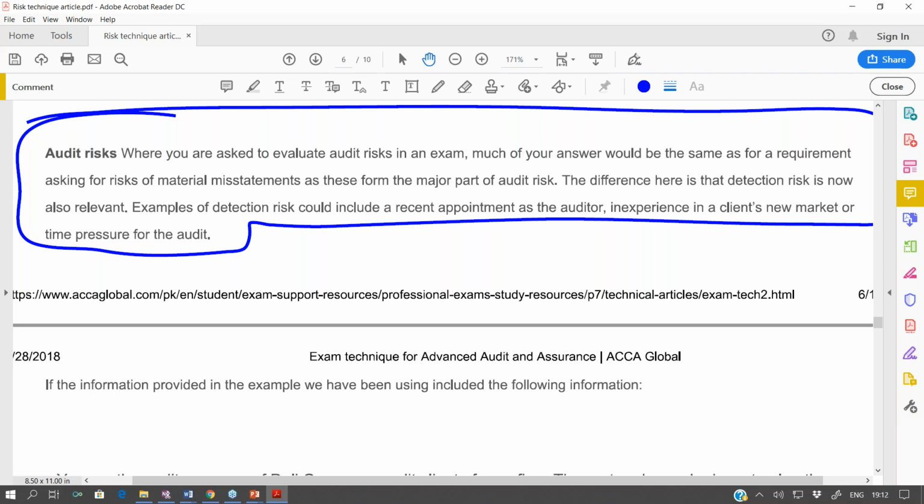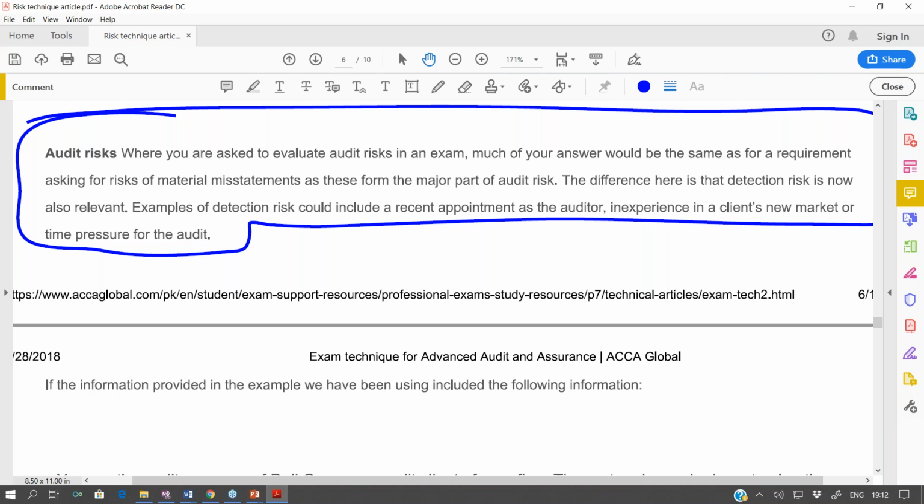Much of your answer would be the same as for a requirement asking for risk of material misstatement, as these form major part of audit risk. Have you got this statement in clarity? Where you are asked to evaluate the audit risk in an exam, much of your answer would be the same as for a requirement asking for risk of material misstatement, as it forms the major part of audit risk. Do you all believe ROMM is a major part of audit risk? So much of the answer will be the same if I'm writing an ROMM answer or an audit risk answer.